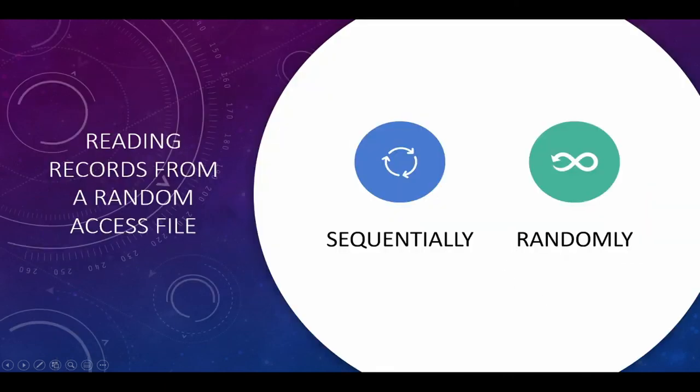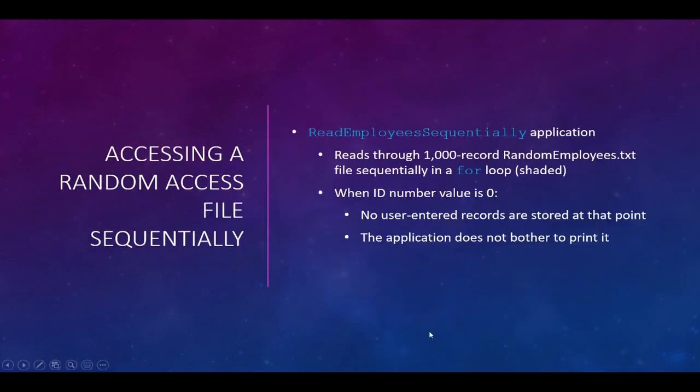Reading records from your random access file, you can do it sequentially or you can do it randomly. Okay, so if you know what you're looking for, you can do it randomly. Otherwise, sequential works just as good. If you're going to read from it sequentially, you can read through each one of the records, but depending on how many records you have, that's what's going to take your time. So if you've got 1,000 records in a for loop, okay, it has to go through that for loop 1,000 different times.